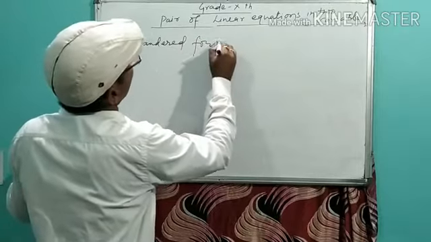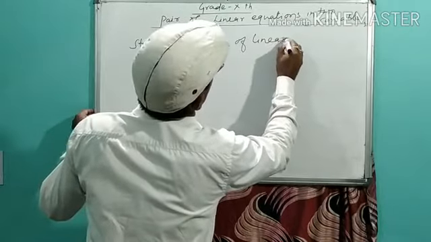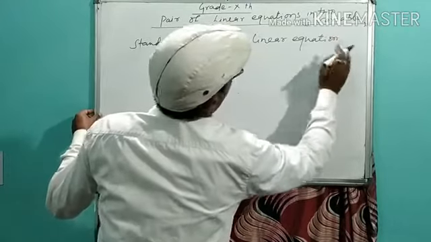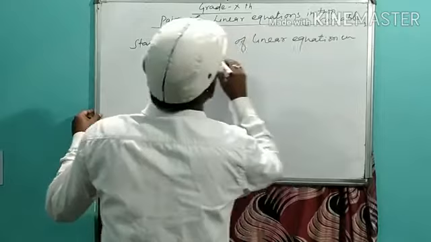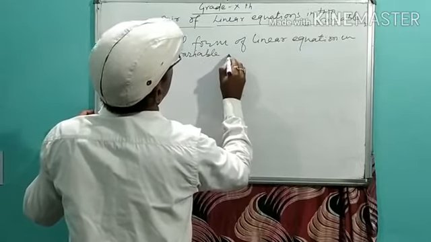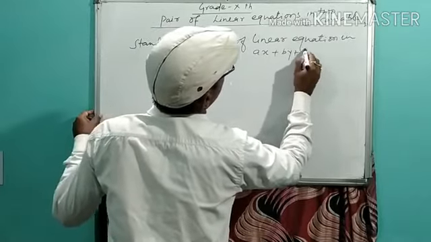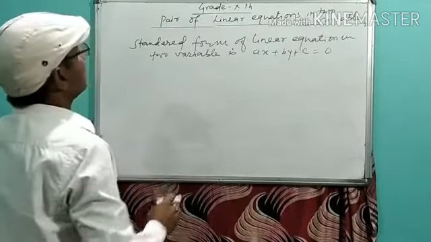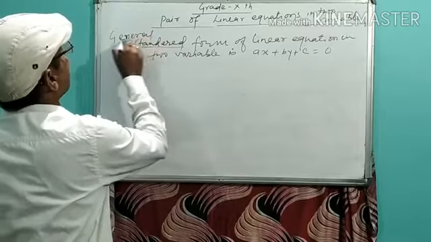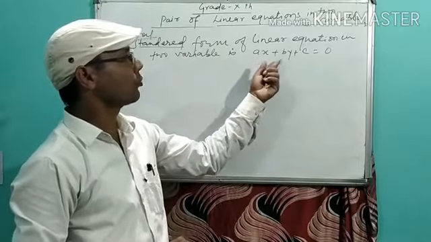Standard form of linear equation in two variable is ax plus by plus c is equal to 0. In general, G-E-N-E-R-A-L, we can write the general form of linear equation in two variable as ax plus by plus c equal to 0.